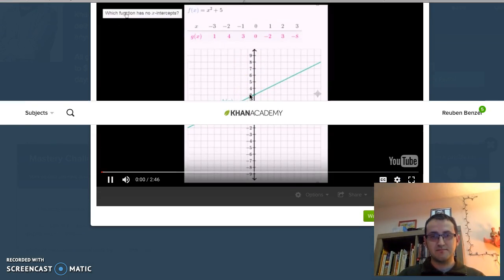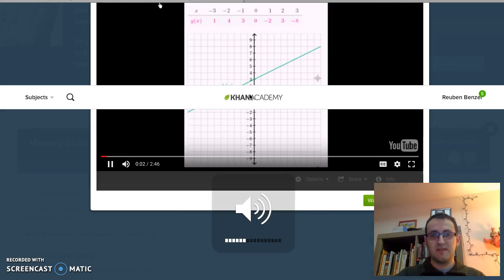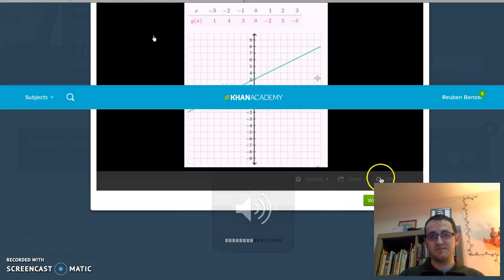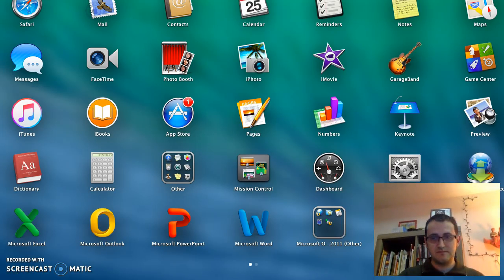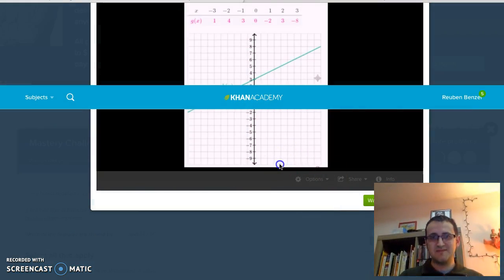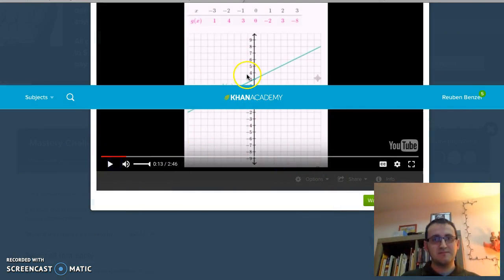Which function has no x-intercepts? So an x-intercept is a place where the function intersects the x-axis. And what do we know about what's going on when something is on the x-axis?